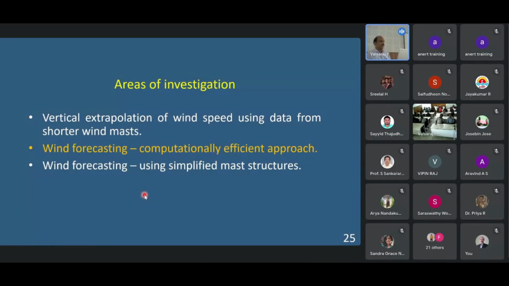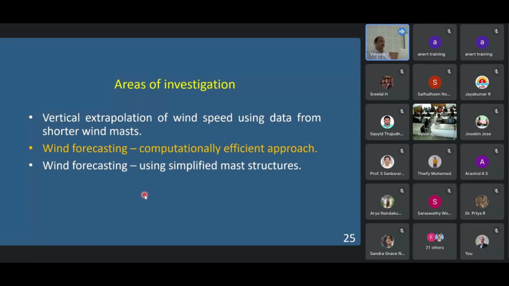Now my research covers three different areas. One is vertical extrapolation of wind speed using data from shorter wind masts, so a height-wise extrapolation from the given data. Then wind forecasting. And I have obtained a computationally effective approach for wind forecasting using machine learning based methods in the case of wind time series.